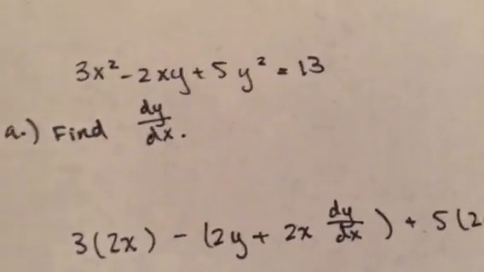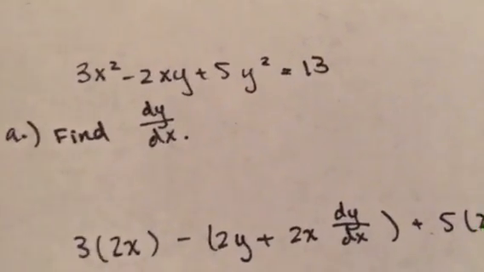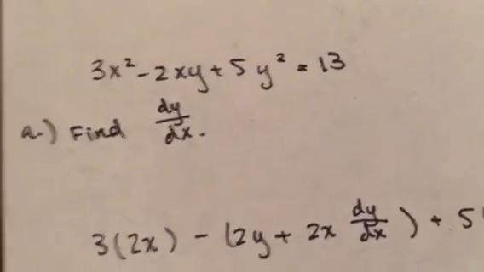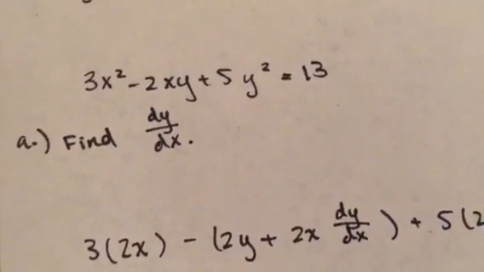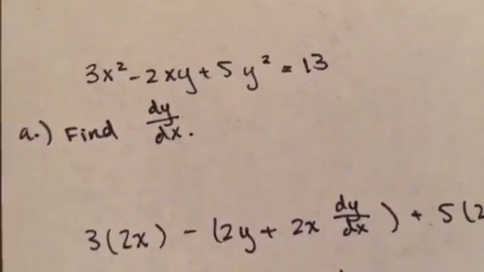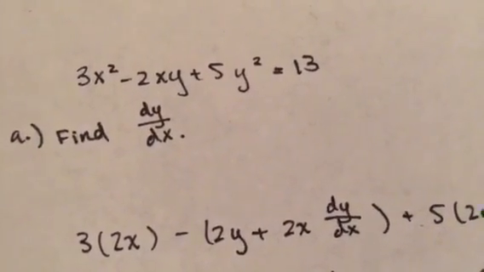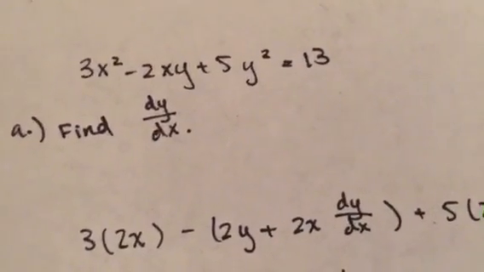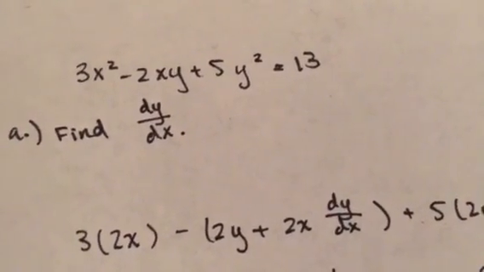In this question, we're given that 3x squared minus 2xy plus 5y squared equals 13. The first part is to find dy over dx, which is the derivative of y with respect to x. So that means we'll be deriving the given equation with respect to x and implicitly differentiating y.